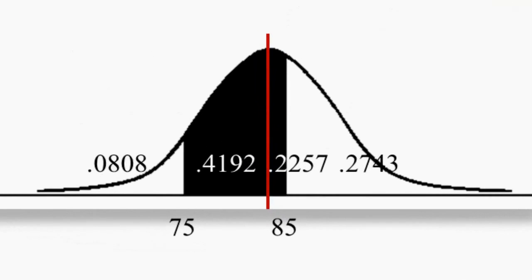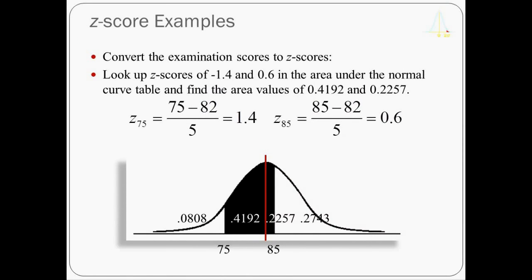75 and 85. I've entered the probabilities here in this graphic based on the data I got out of the z-table. I used the z-table to discover that in the lower tail, the white area to the left, there's 0.0808 of the distribution. Between 75 and 82, I have 0.4192 of the distribution. Between 82 and 85, I have 0.2257 of the distribution, and then in the white area to the right, I have 0.2743. Those four numbers sum to 1, or the entire area under the curve.